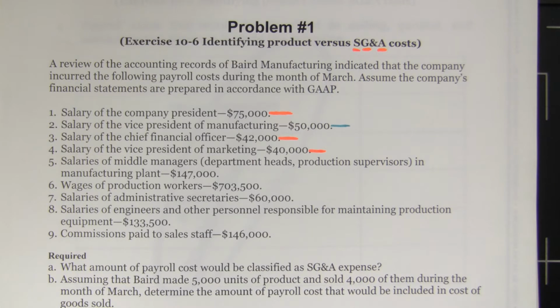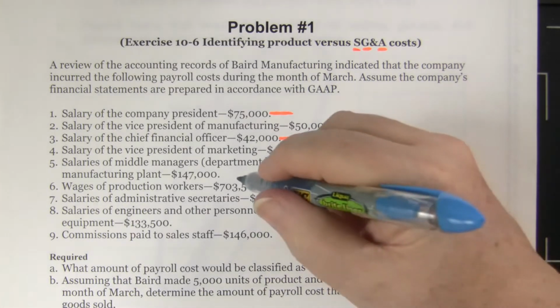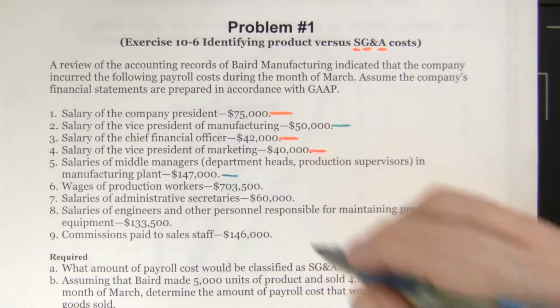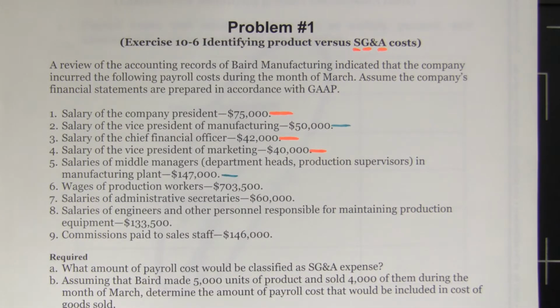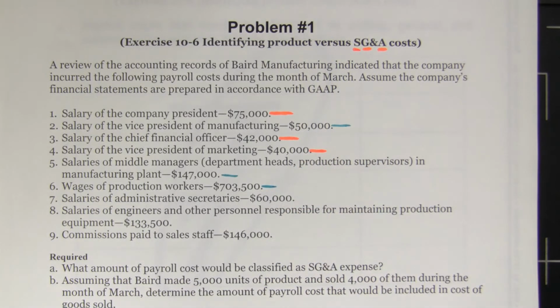Salaries of the middle managers. Well, the middle managers, they're the folks out there on the production line making sure stuff is done, looking over the shoulders of the line workers and saying, put on your safety equipment, make sure you do this, have you checked that? So that's clearly manufacturing. The wages of the production workers, that is clearly manufacturing product costs.